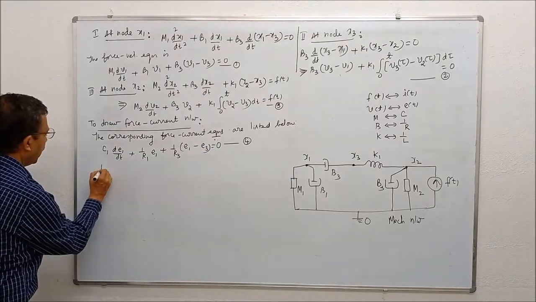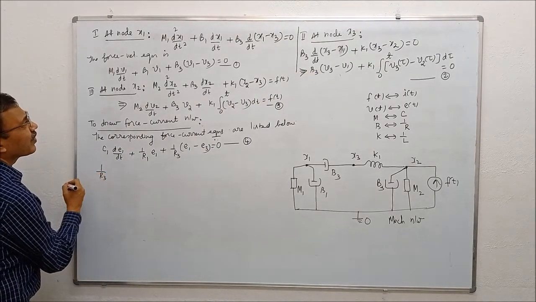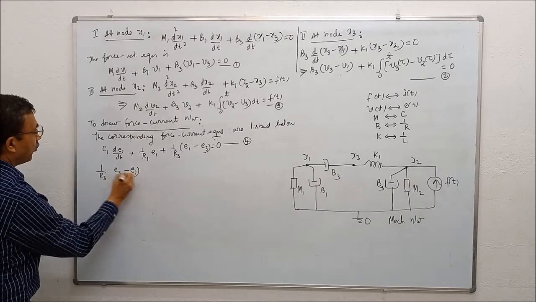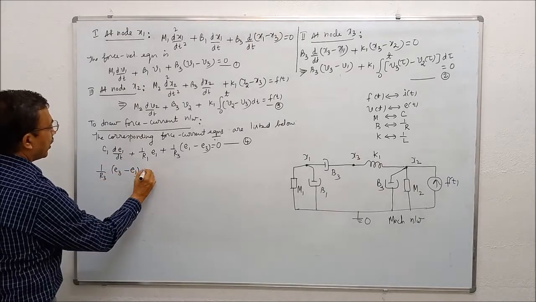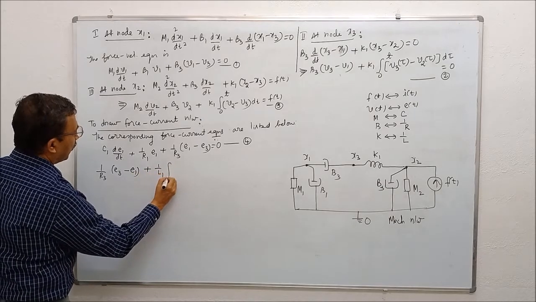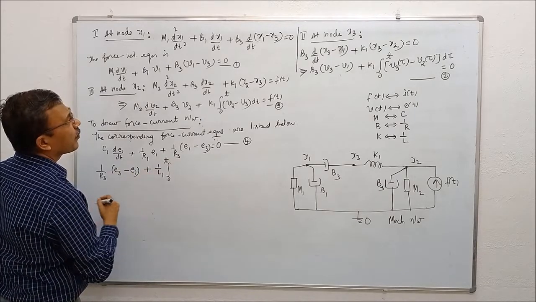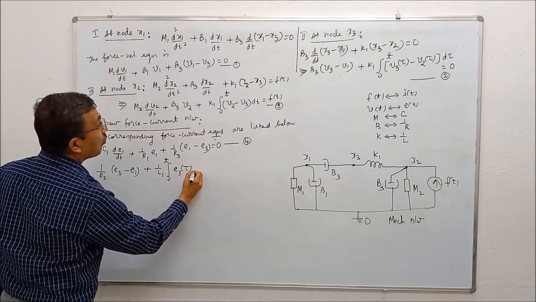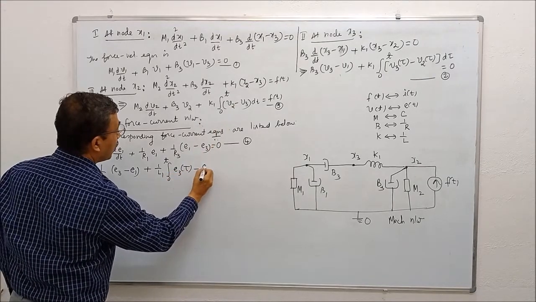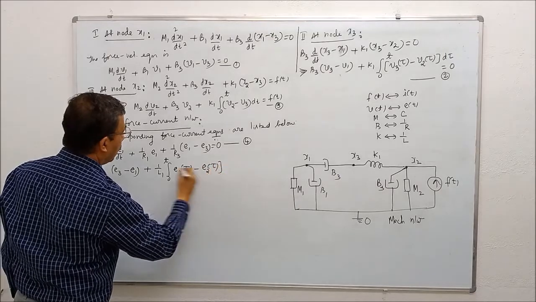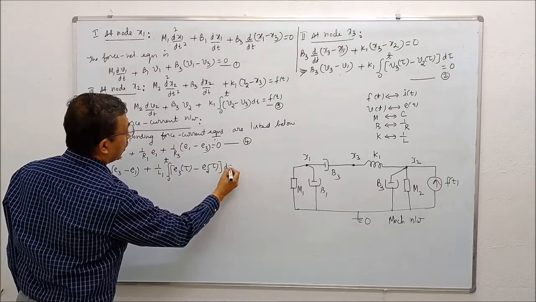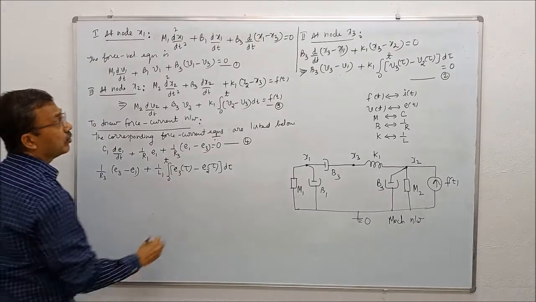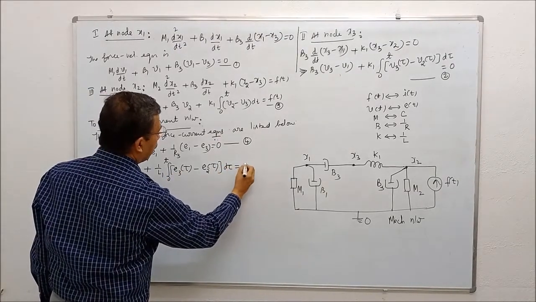B3 is replaced by 1 by R3. V3 is replaced by E3. V1 is replaced by E1. K1 is replaced by 1 by L1 integral 0 to t. V3 is replaced by E3, so it is E3 of tau minus V2 is replaced by E2 minus E2 of tau d tau integral 0 to t of E3 of tau minus E2 of tau d tau is equal to 0.